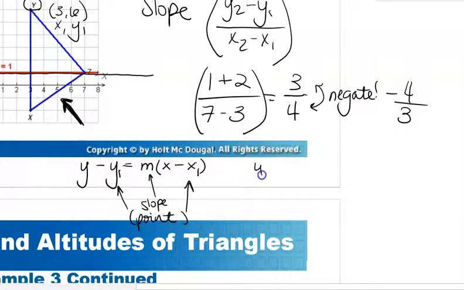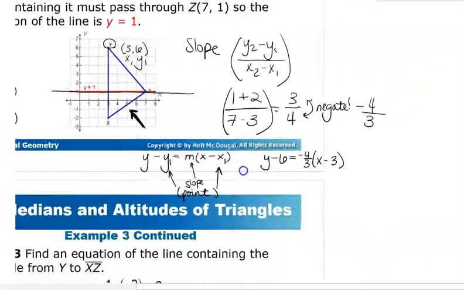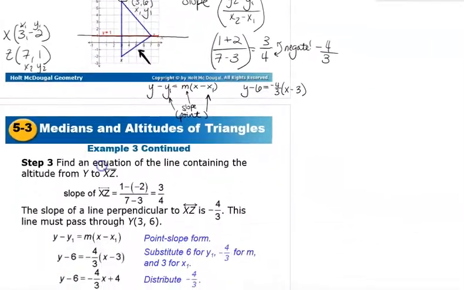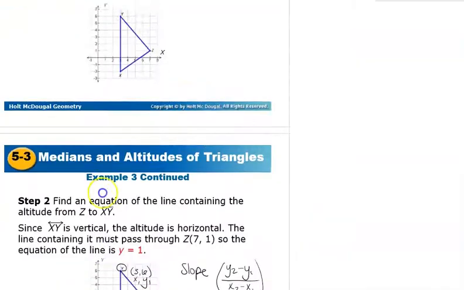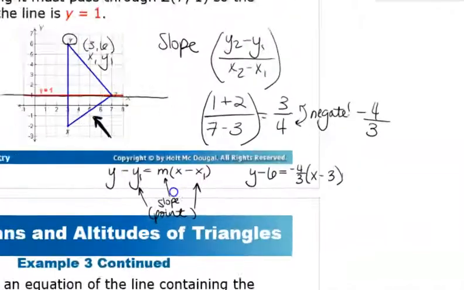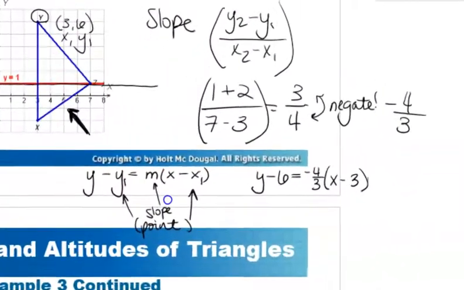So you've got y minus 6 equals -4/3 times x minus 3. Now this is the name of my line. They just wanted the name of my line right there. And I can clean it up if I want. We can do that if you want.